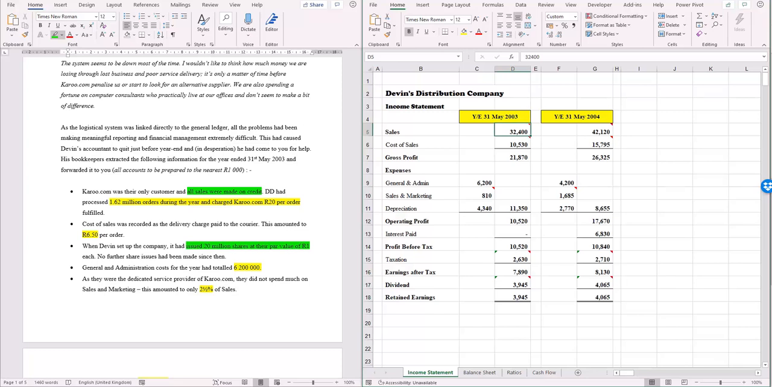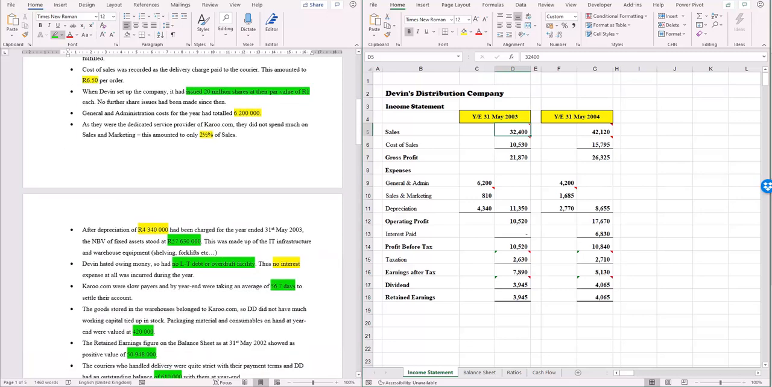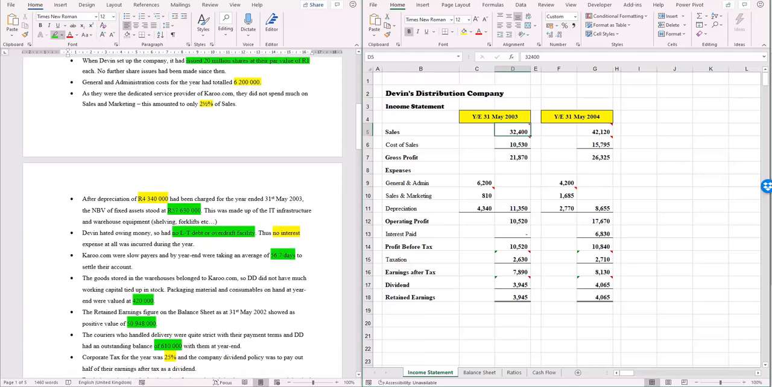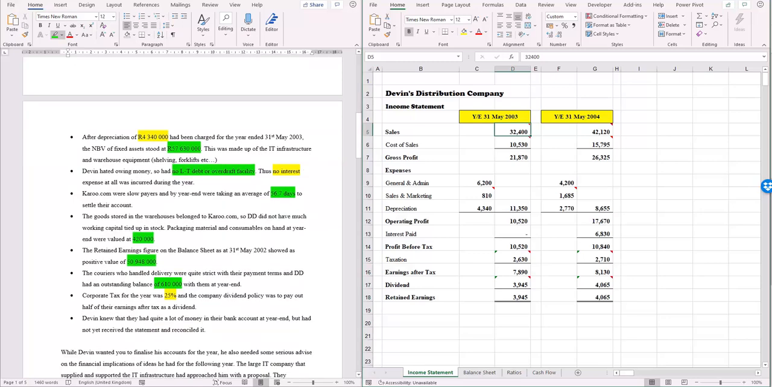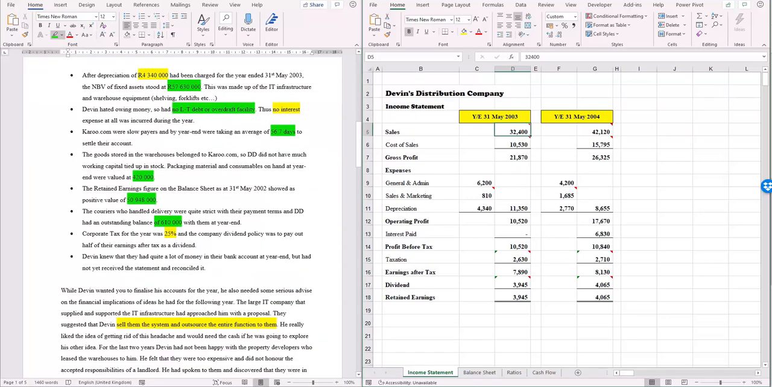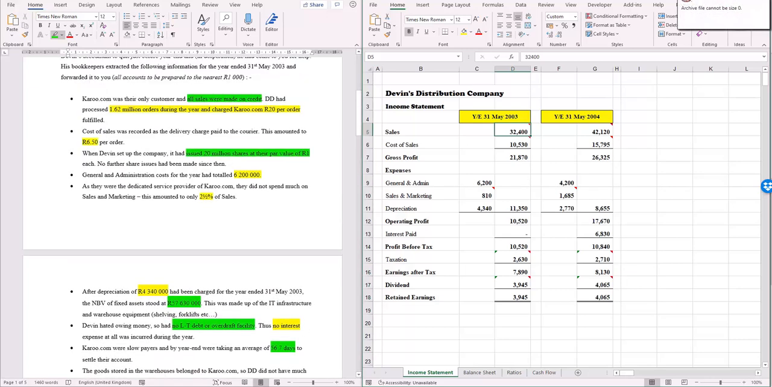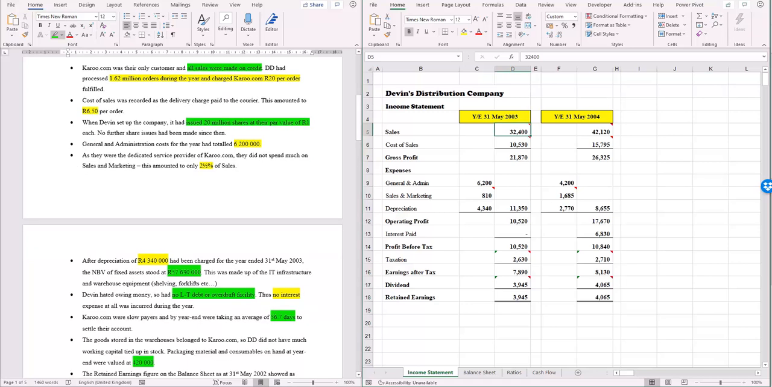Let's go hunting for some expenses. So there's the sales and marketing, 2.5% of sales. General and admin, let's see where we find that. Maybe they gave us that number. That's always the challenge here, to go hunting to find the numbers that you need. There's the general admin, 6.2 million. And the depreciation was given to us after depreciation of 4.34 million had been charged. So plug that number in. We've got those. Subtract them from the GP to get the operating profit.